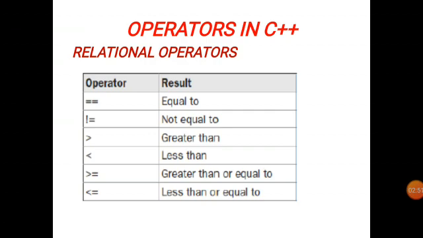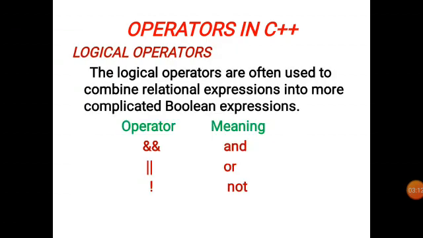The next one, relational operators. Relation means we have to relate any two things. So two numbers or two variables we can relate using the symbols equal to, not equal to, greater than, less than, greater than or equal to, and less than or equal to. These operators are called relational operators.